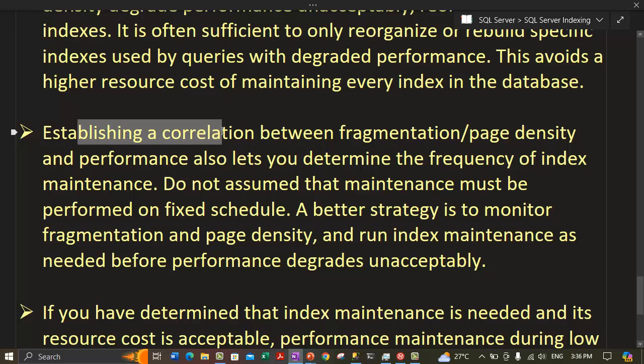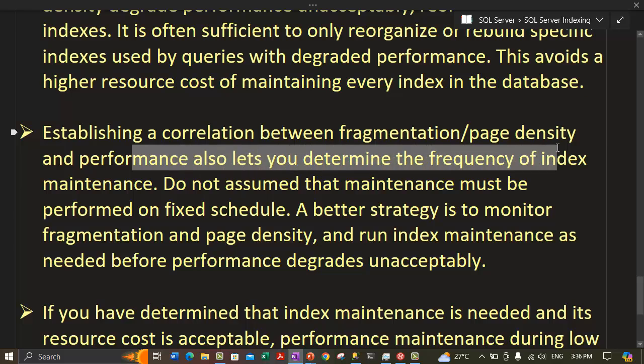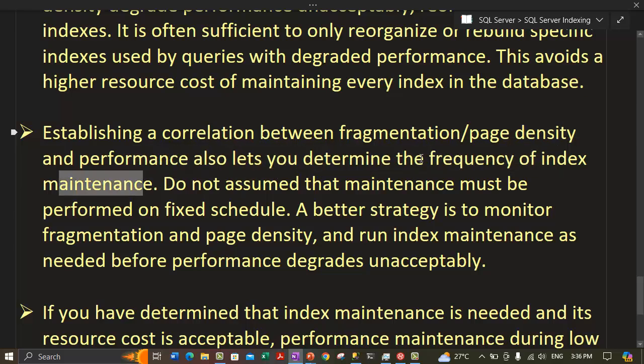Now, establishing a correlation between the fragmentation, page density and the performance also lets you determine the frequency of index maintenance. So if we calculate the correlation between the fragmentation, page density and the performance, it will also help you in determining how frequent your index maintenance should be.